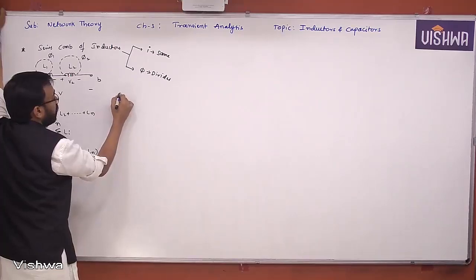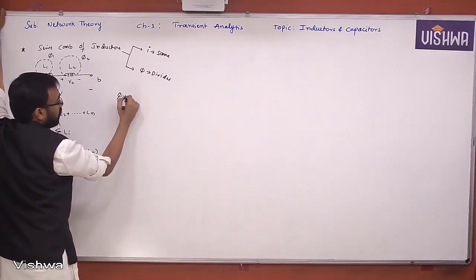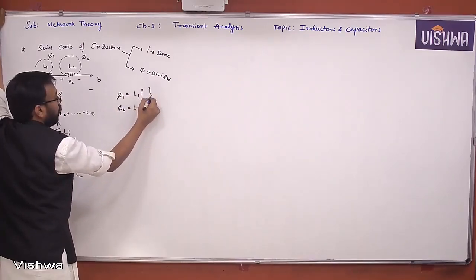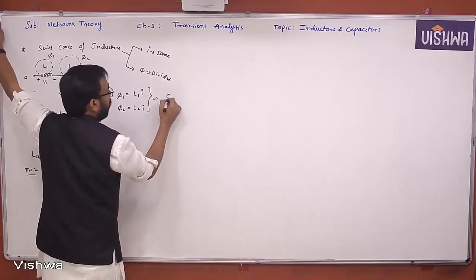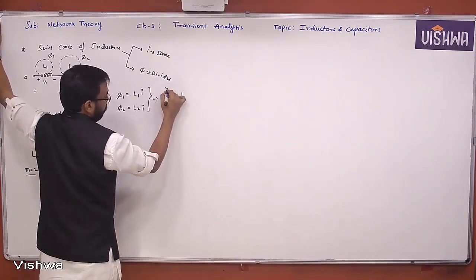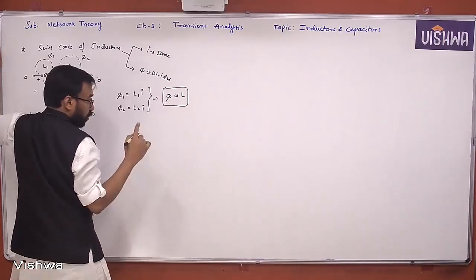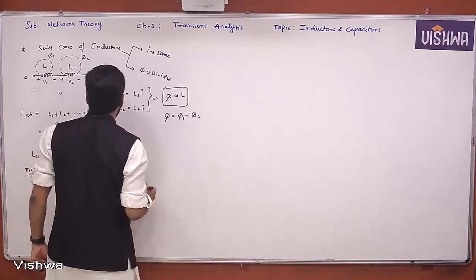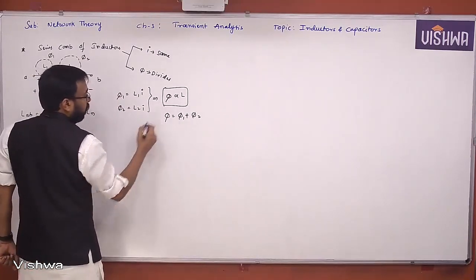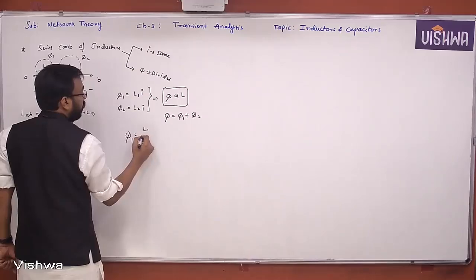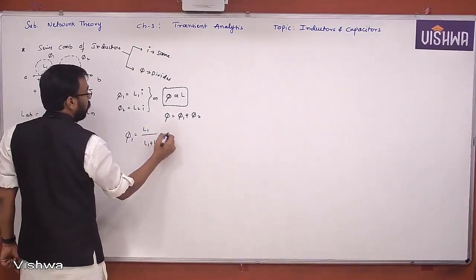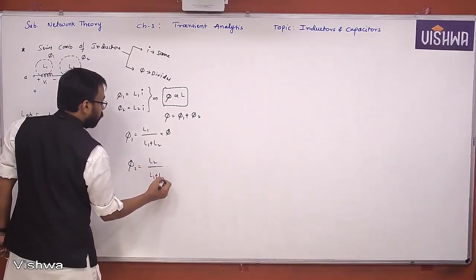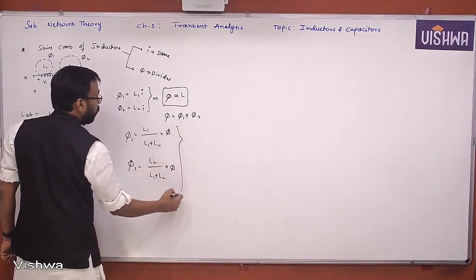Now, since phi is directly proportional to I, phi 1 is equal to L1 into I, phi 2 is equal to L2 into I, you know that, phi is directly proportional to L. The flux gets divided in proportion to the L value, and total flux is nothing but phi 1 plus phi 2. This is the total flux. Now from this we can say phi 1 is nothing but L1 by L1 plus L2 into phi. Phi 2 is nothing but L2 by L1 plus L2 into phi. This is what you can say flux division rule.